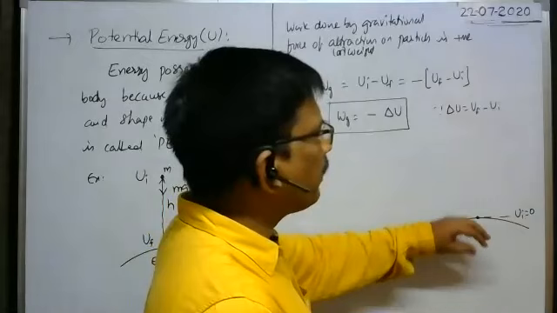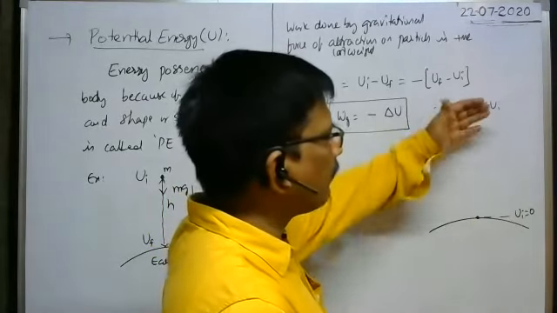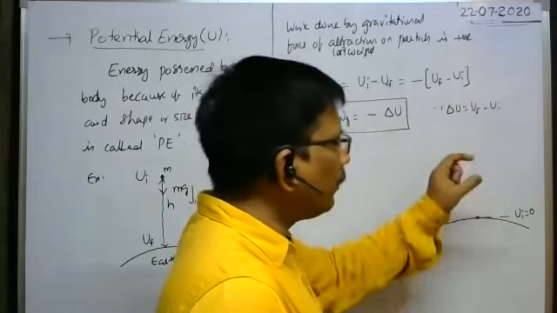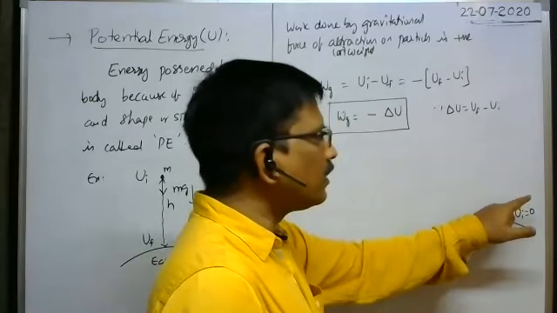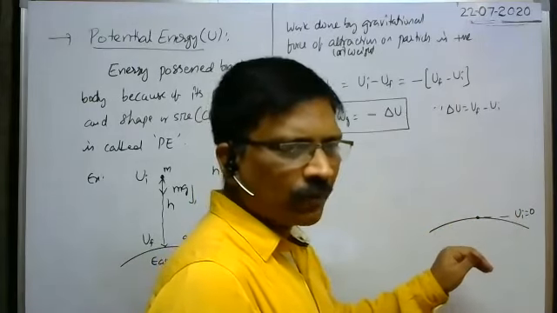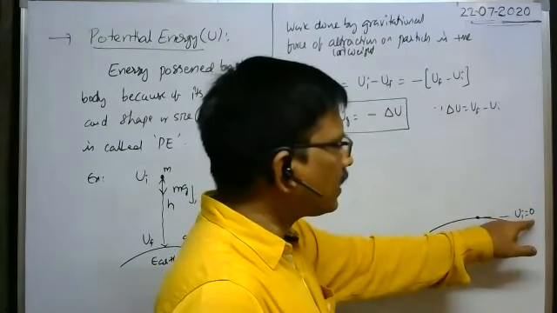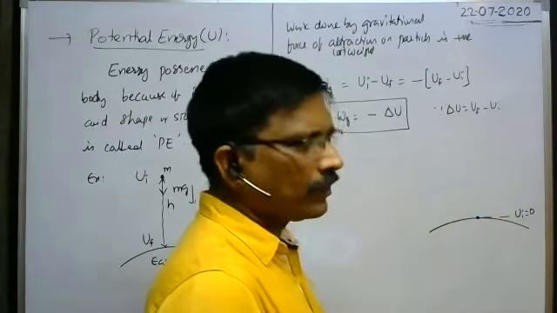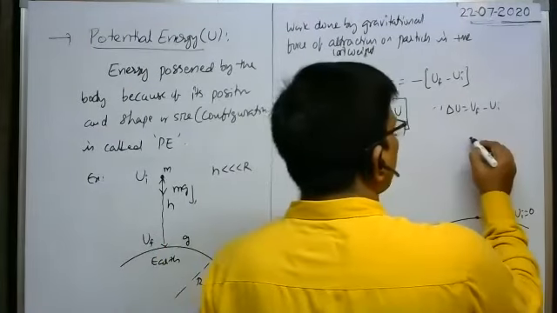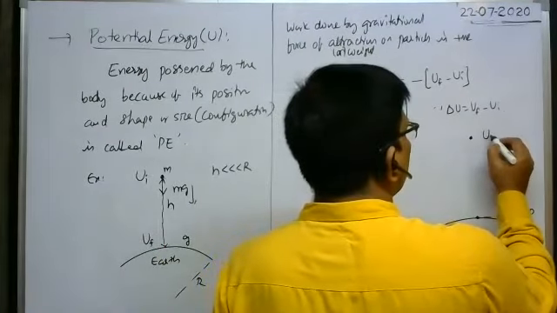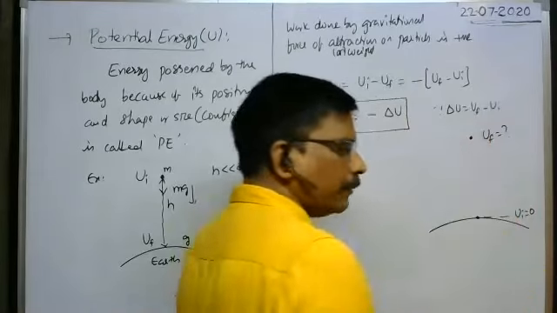From which point we measure the height or distance of the body, at that point you imagine the potential energy of the body is 0. Actually, it is not equal to 0, but at the reference point you imagine that the potential energy of the body is minimum, or equal to 0. Suppose the body is at this point, then what is the potential energy Uf? We have to find that. That is our aim.